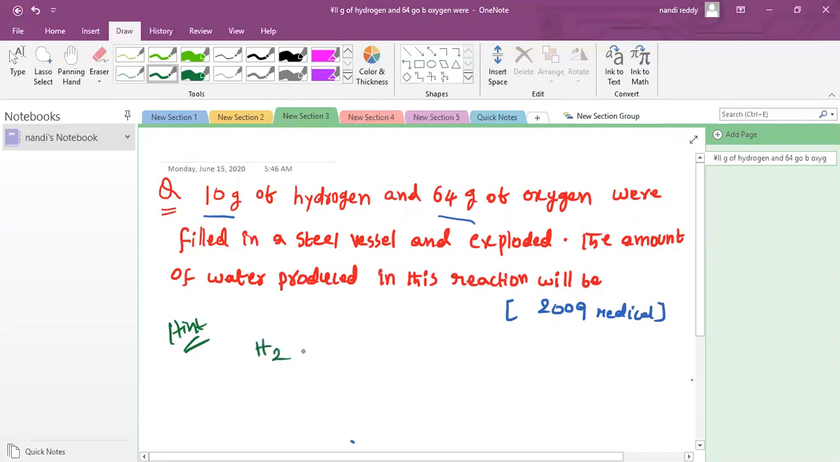So H2 plus O2 gives H2O. Now we can balance the equation: 2H2 plus O2 gives 2H2O. According to this, how many grams of hydrogen are reacting here? 2 into 2 grams, and this is 32 grams of oxygen, right? Nothing but 4 grams of hydrogen reacting with 32 grams of oxygen. Then we are getting 2 into 18 grams of water. This is the basic point.